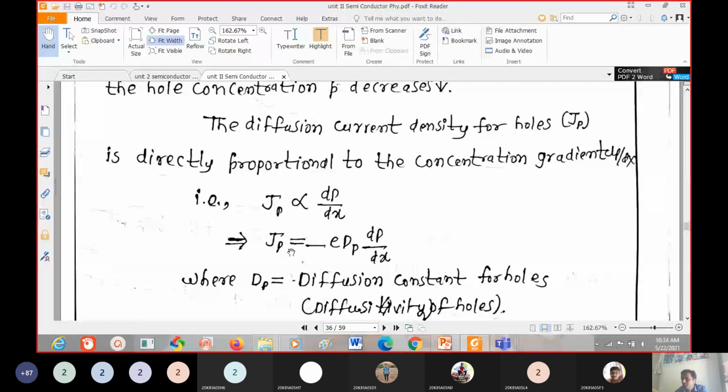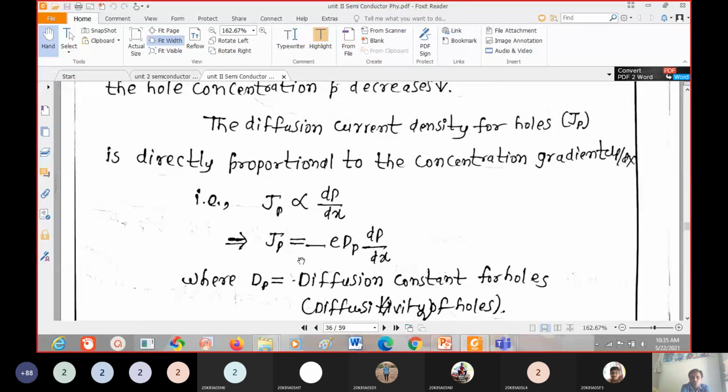Now coming to the diffusion current density of electrons. It is the same formula, except no minus sign comes. So Je is equal to e into Dn into dn by dx. That is the current density due to the electrons in the diffusion process.